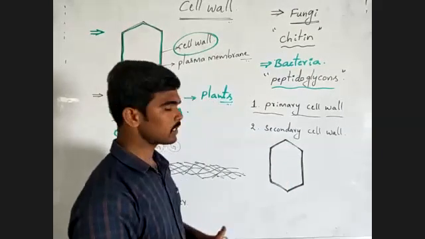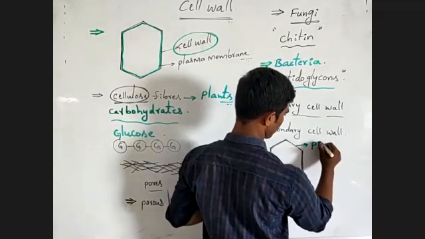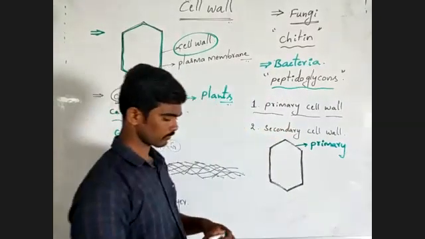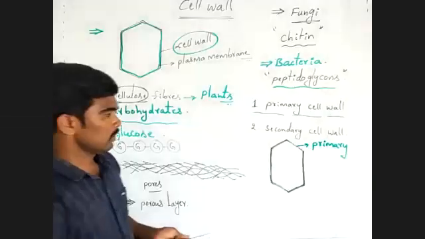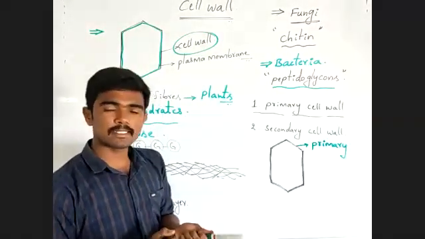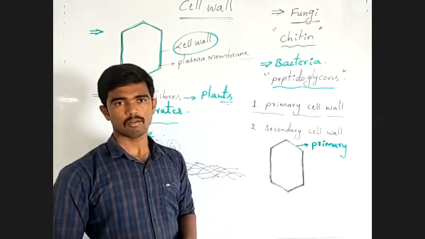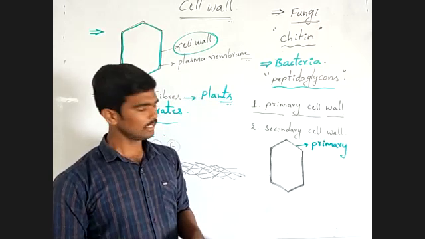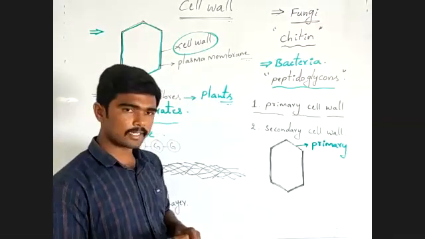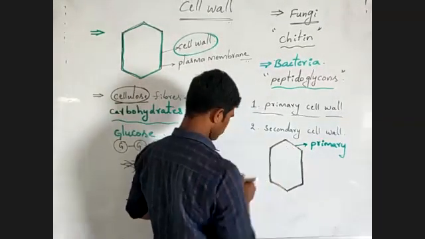Then primary cell wall it is. In some plant cells, listen carefully. In some plant cells, for example, xylem fiber cells and phloem fiber cells, what will happen after certain growth of the cells? Secondary cell wall. Listen carefully.